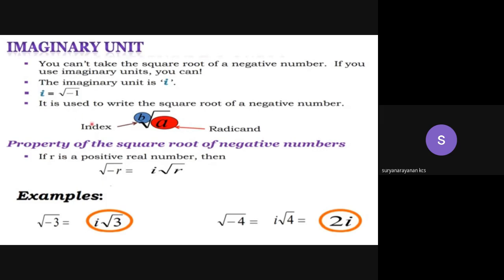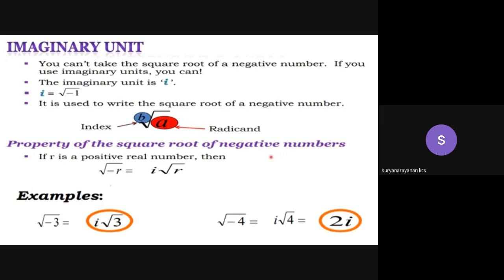See here, this is a radical sign. Do you remember that one? In this radical sign, this number is said to be the index, and the number inside the radical sign is said to be the radicand. Do you remember these points, my children? You have learned these points in your earlier class. Right. Now, the property of the square root of negative numbers.